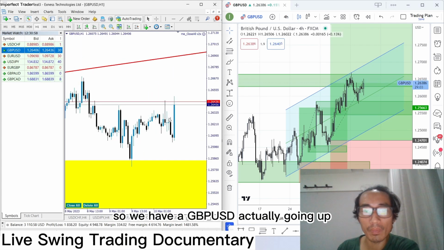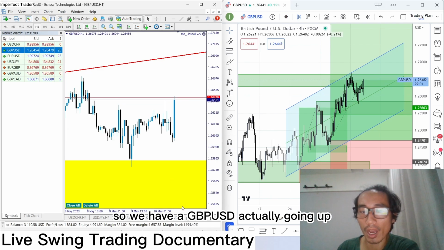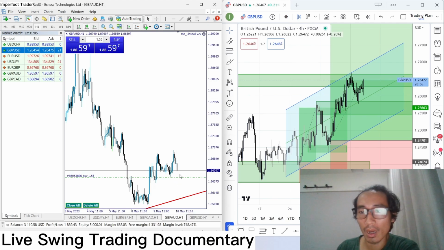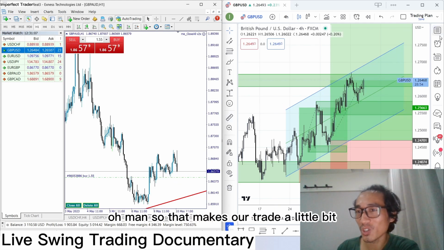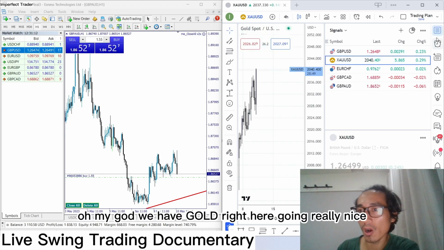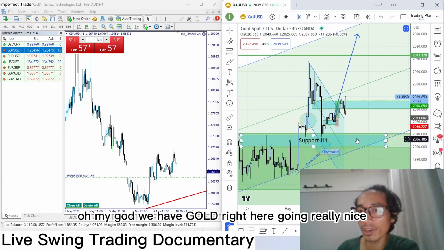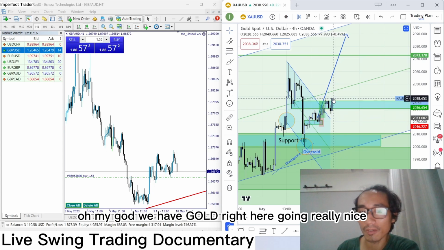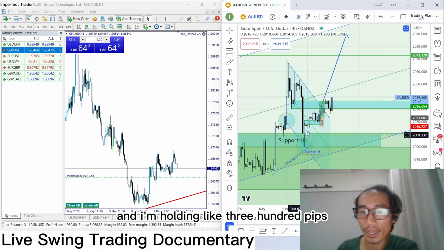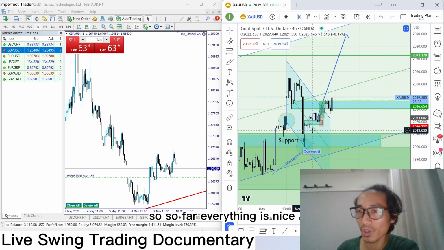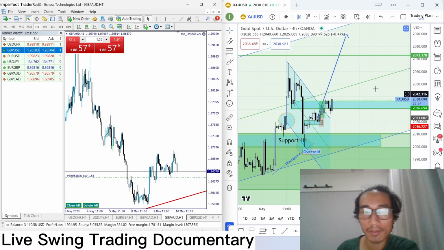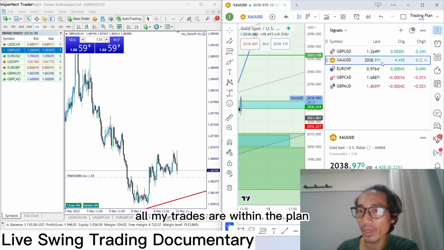So we have GBP USD actually going up, but GBP AUD actually going down. Oh man, so let's make our trade a little bit. Not very good. Oh my god, we have gold right here, going really nice. I have a gold trade as well, and I'm holding like 300 pips. So far everything is nice. All my trades are within the plan.